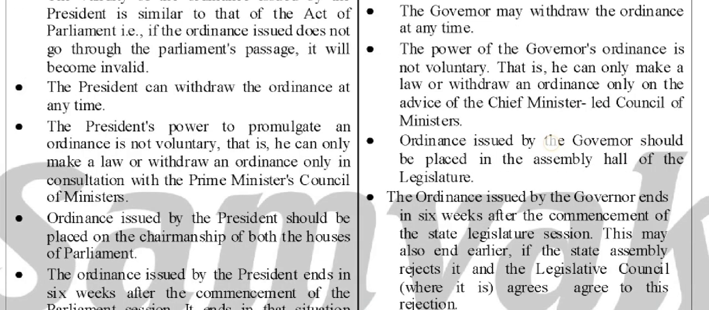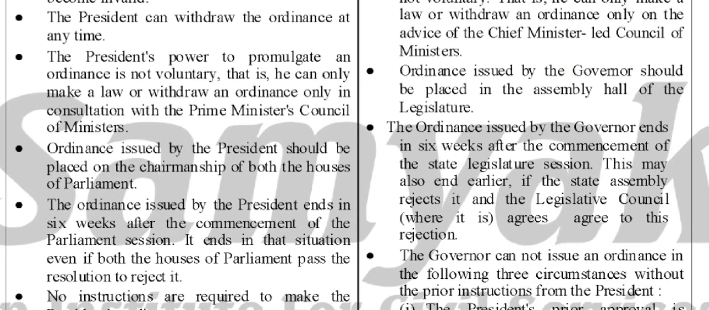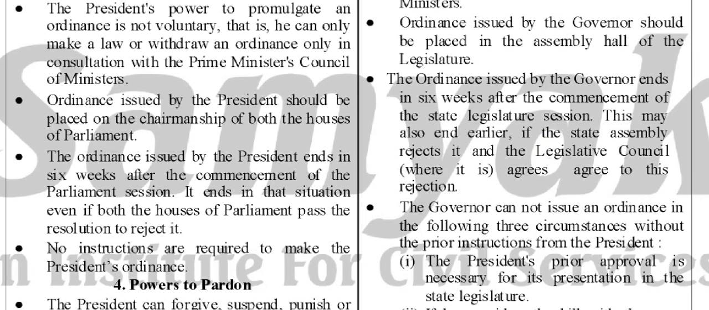The Governor's ordinance power is not discretionary. That is, he can make or withdraw an ordinance only on the advice of the Chief Minister-led Council of Ministers. An ordinance issued by the Governor should be placed before the state legislature. It ends six weeks after the commencement of the state legislative session. It may also end earlier if the state assembly rejects it and the legislative council agrees to this rejection.